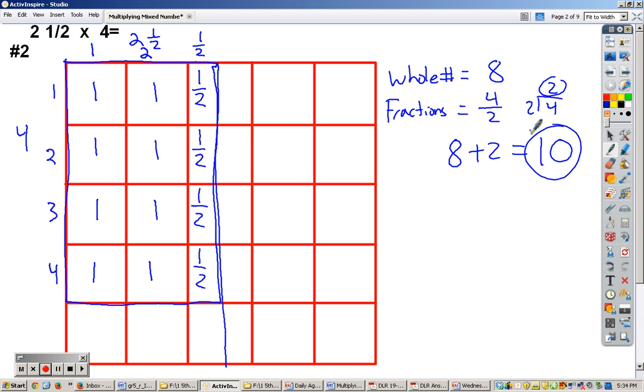You can check it. 2 1/2 times 4. 2 times 2 is 4 plus 1. So we have 5 halves times 4 over 1. We get 20 over 2. 2 goes into 20 10 times. There's our answer, 10.